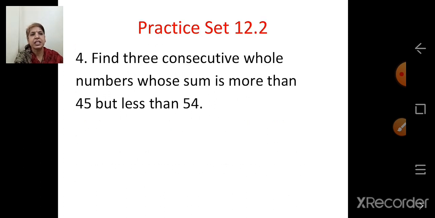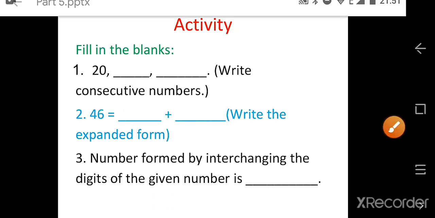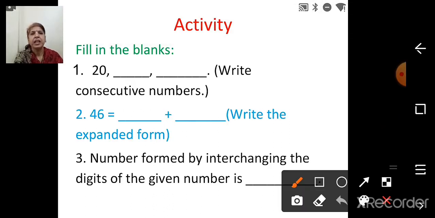Now children, check your answers. First one is 20 dash dash. Write consecutive numbers. So what are consecutive numbers? Consecutive numbers are the numbers which come one after another, and the difference between these two numbers is 1. So 20 plus 1, it will become 21. Then plus 1, it will become 22. So the consecutive numbers are 20, 21, 22.